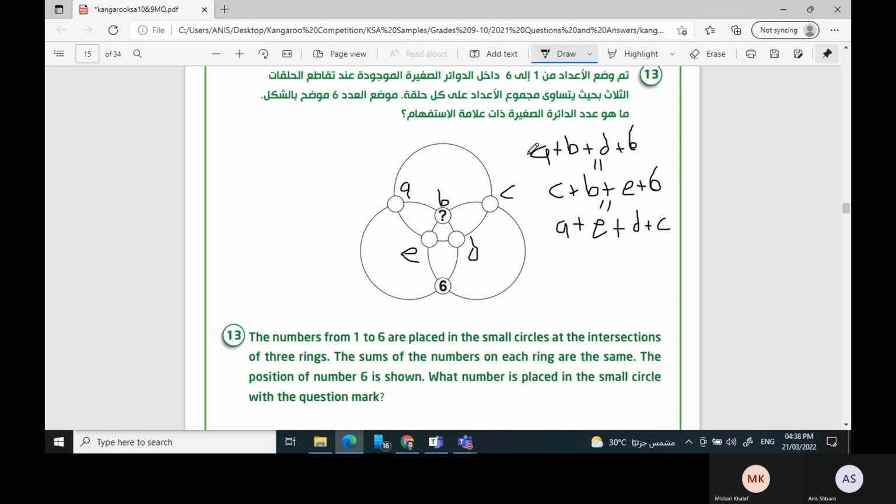So first of all, if you related these two equations, A plus B plus D plus 6 equals C plus B plus E plus 6. Of course, I can subtract 6 from both sides, right? Look at the common terms also. I got B and B, so simply subtract also B. Now we're left with A, C, D, E. A plus D equals C plus E.